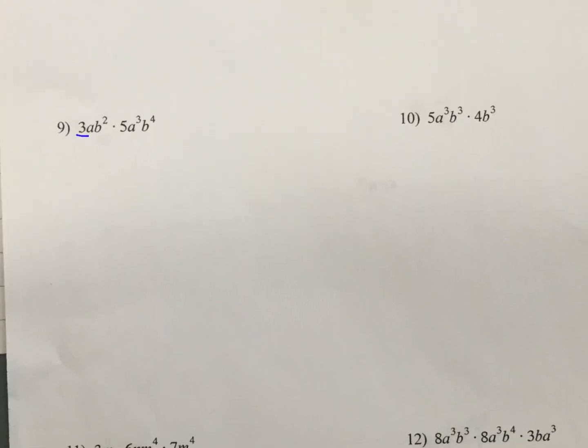Multiply the big numbers, 3 and 5 is 15. Add the little numbers. I'm going to put a 1 right there. 1 plus 3 is 4. For the b's, I got 2 plus 4 is 6.